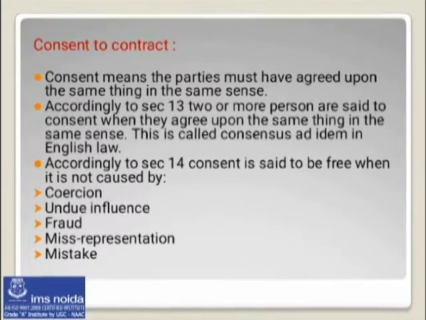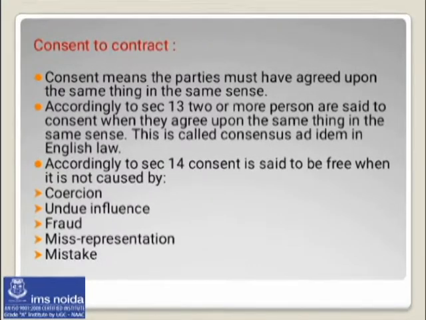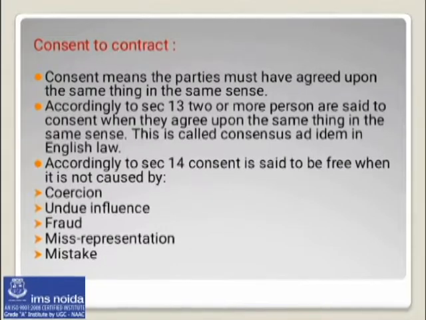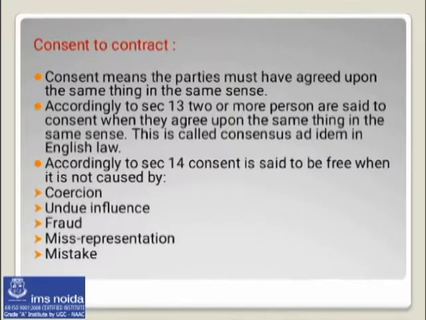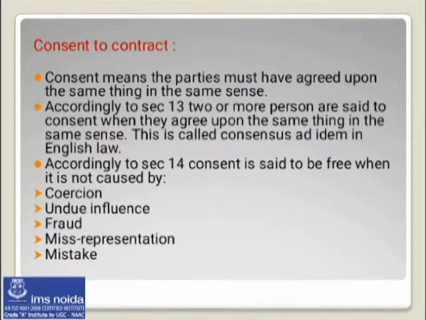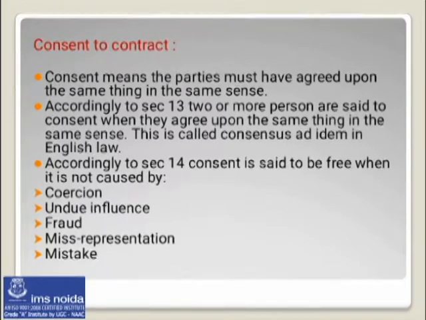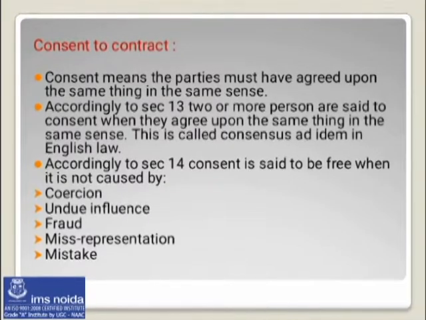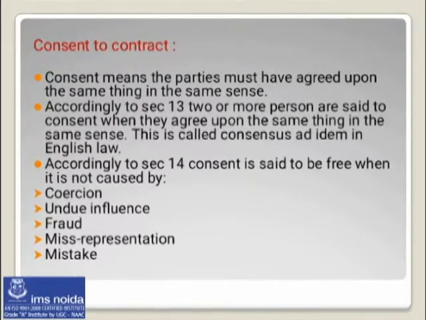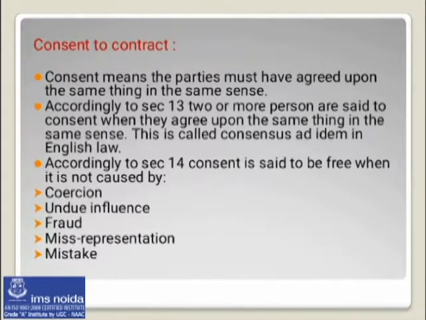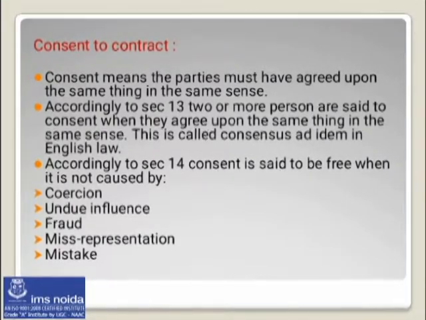making a contract, and if you agree on the same thing in the same sense, it is consent, and it must be free. There must be a free consent of the parties. According to section 14, what does it say? It says that consent is said to be free when it is not caused by coercion, undue influence, fraud, misrepresentation, or mistake. These are the elements of consent to the contract. Okay.